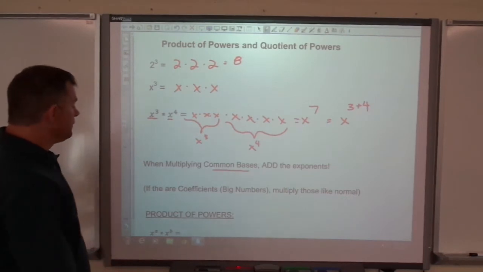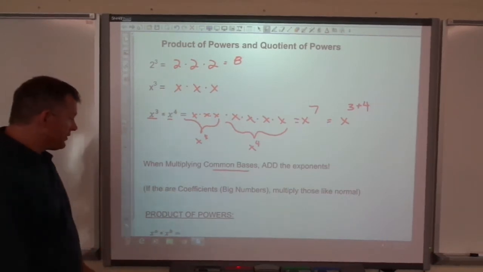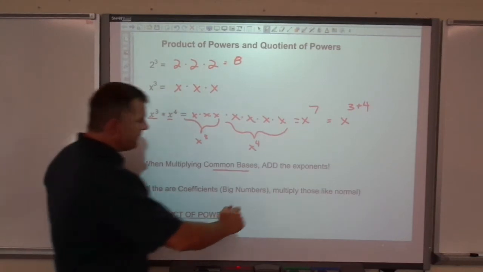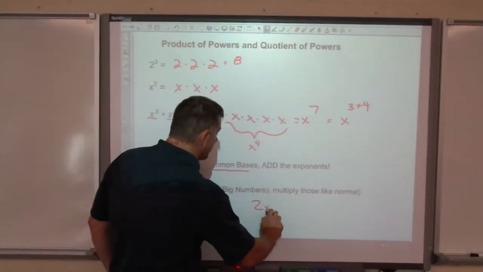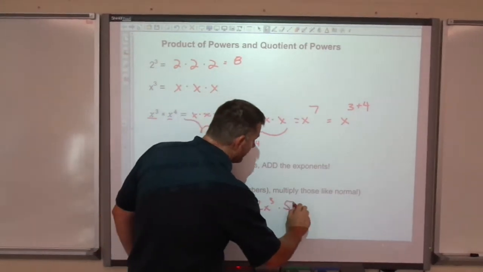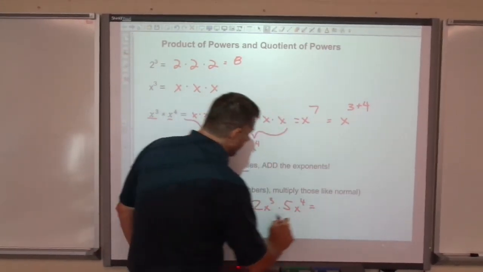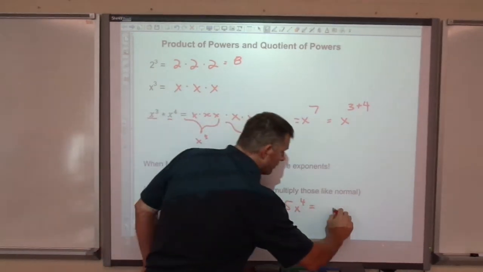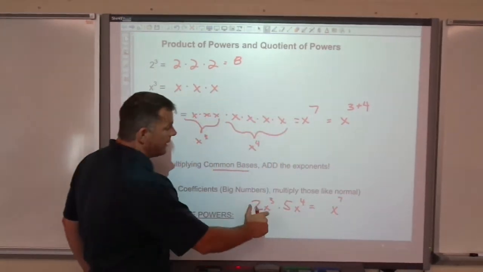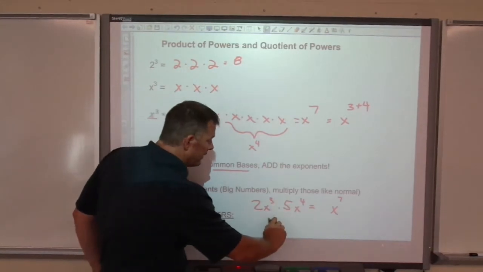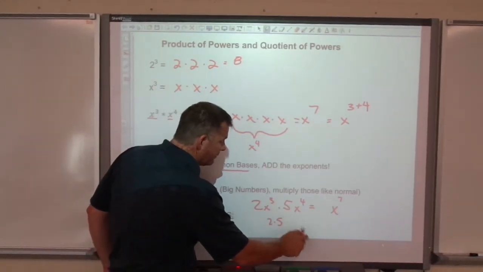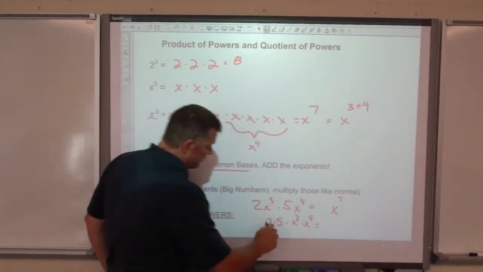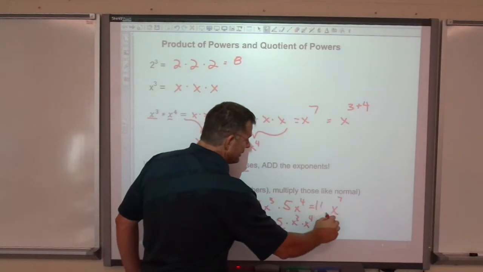If one's x and one's y, it wouldn't work, but x and x are common bases, so when you're multiplying them, add them. Now, if we happen to have big numbers, like coefficients, those you would multiply like normal. For example, if I had 2x to the third times 5x to the fourth, we know the x to the third times x to the fourth are common bases, and we add the exponents. So we know we're going to have x to the seventh. But a big 2 times a big 5 is just 2 times 5, which we know is 10.